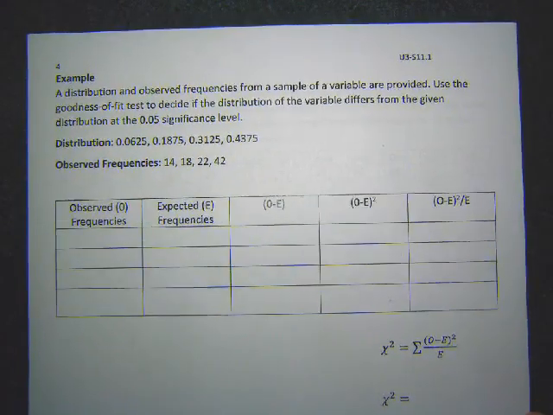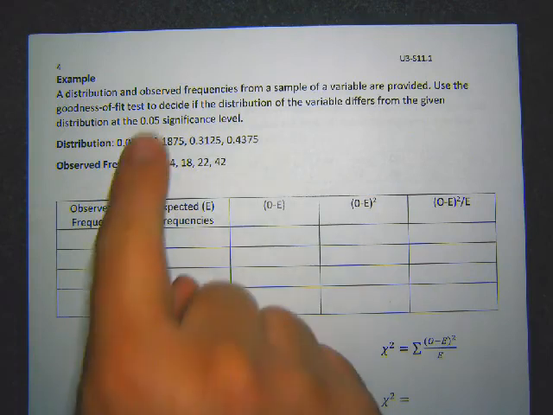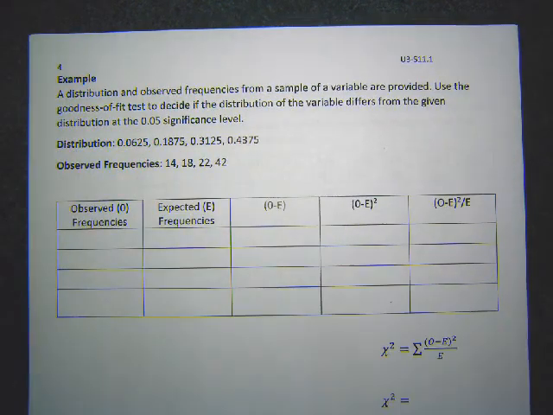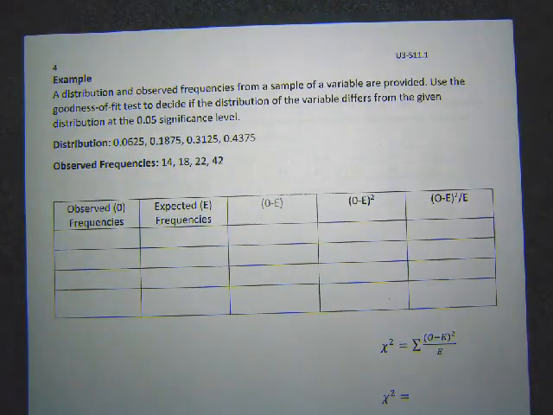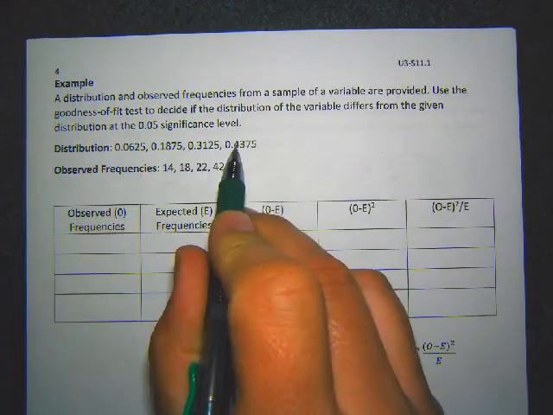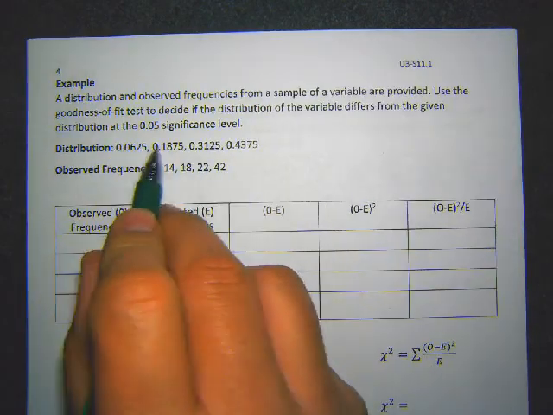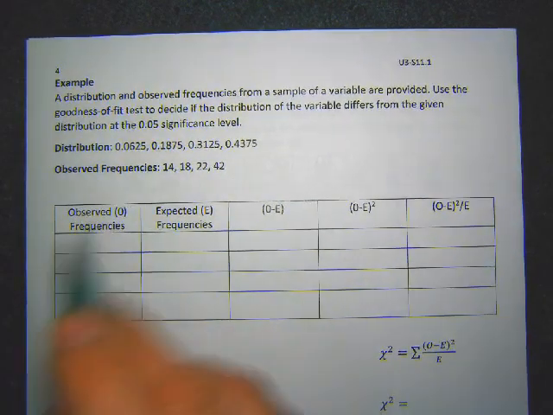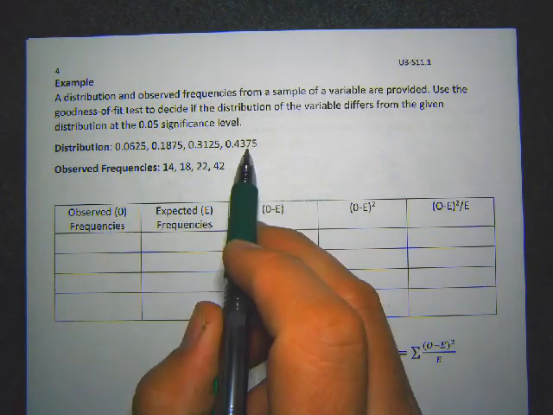Let's do our example. A distribution and observed frequencies from a sample are provided. So the distribution, this is going to be your claimed distribution. These are the previous results, basically. So these are the percentages. These are always going to be percentages. They should add up to 100% because it's a whole distribution of all the different possibilities. That's what we had in the past.